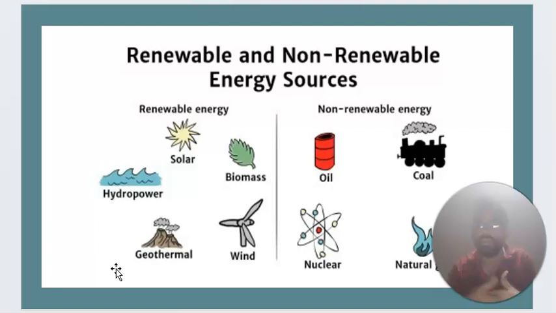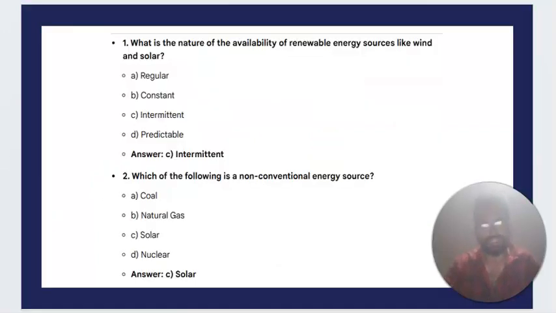Now we will go through slide by slide the important bits in various competitive exams. We will see slide number 3. The first bit is very important and came in many previous exams. What is the nature of availability of renewable energy sources like wind and solar energy? There are four options: regular, constant, intermittent. The right answer is C, intermittent.